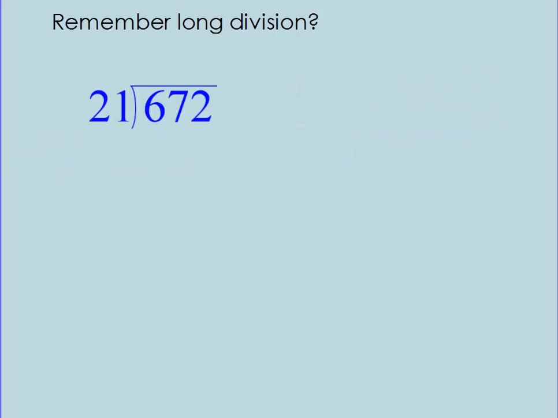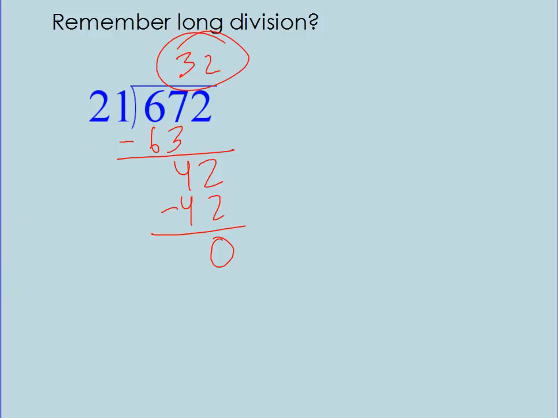Just a reminder, how do you do long division? If you want to divide 672 by 21, you say, okay, how many times does 21 go into 67? Oh, 3 times. 3 times 21 is 63. You subtract that, you're left with 4, and then you drop down the 2. How many times does 21 go into 42? 2 times. 2 times 21 is 42. When you subtract, you're left with 0, so you have no remainder. That's how you do long division.